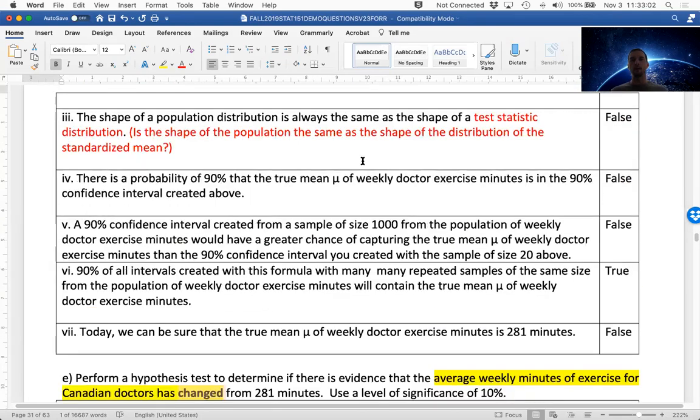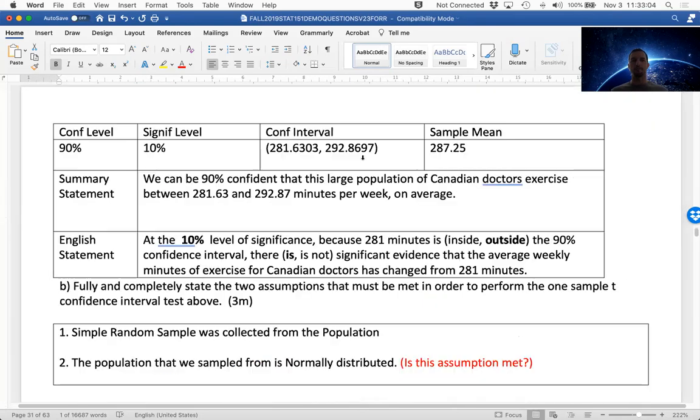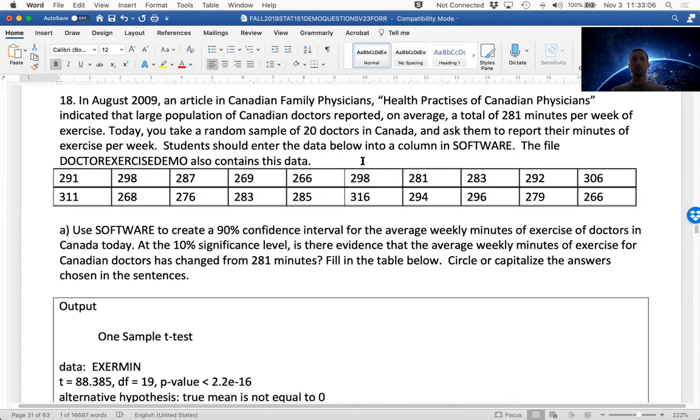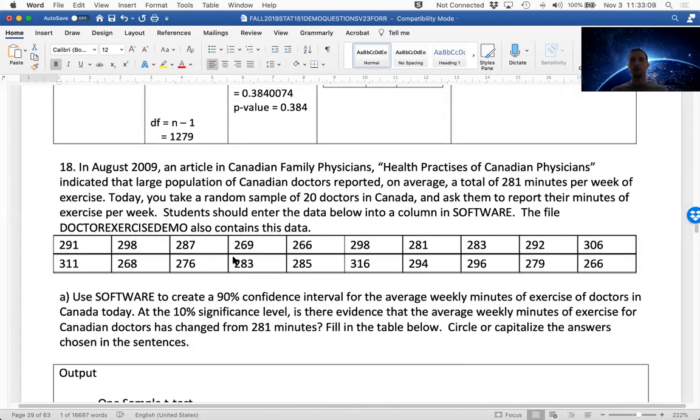Now, if we go back to the beginning of question 18, and we look at some of the information that's given here, we only have the sample. So the description of the data does not include any population information. So we do not have sigma here. We will only have sample information.